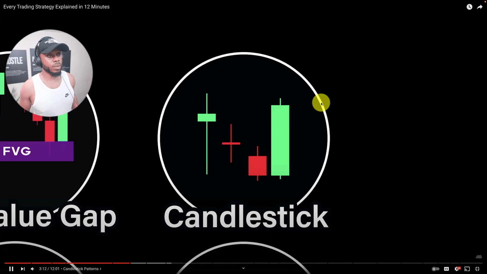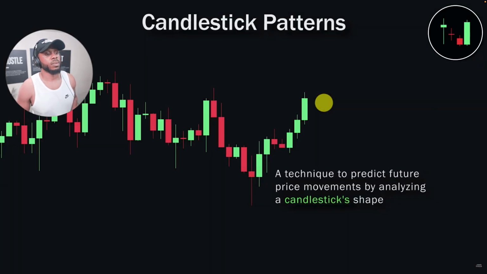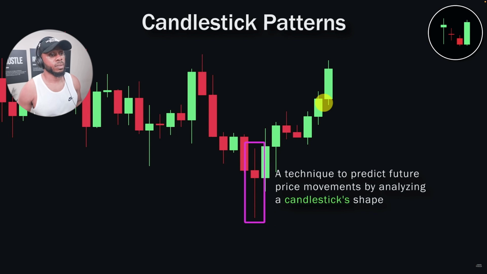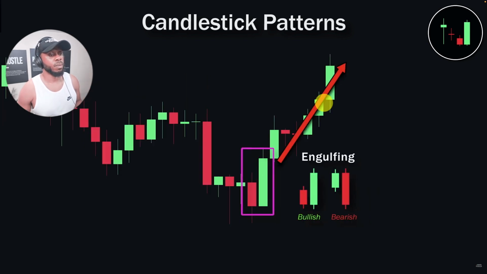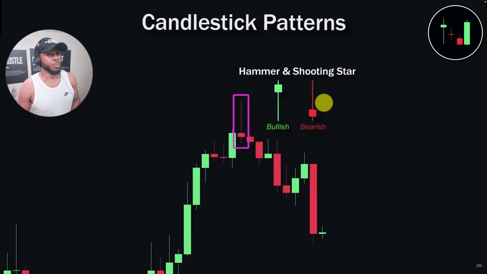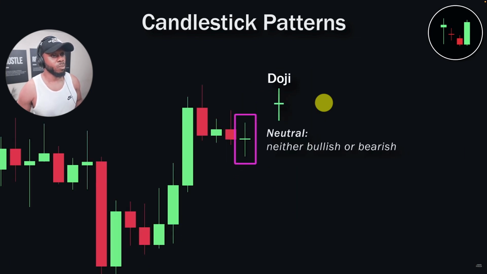Candlestick patterns are a technique that traders use to analyze future price movements by looking at specific candlestick shapes. Notable candlestick patterns include engulfing patterns, which signal strong momentum towards the direction of the engulfing candle; hammer and shooting star patterns, which indicate rejection as shown by the long wick on one side; doji patterns, which signal neutrality in the market.